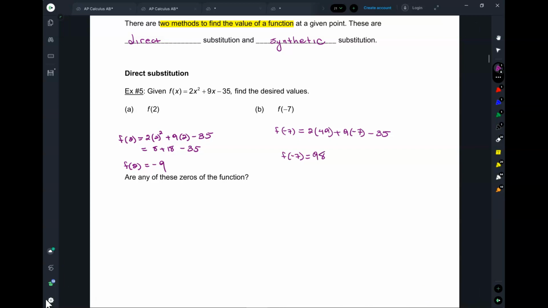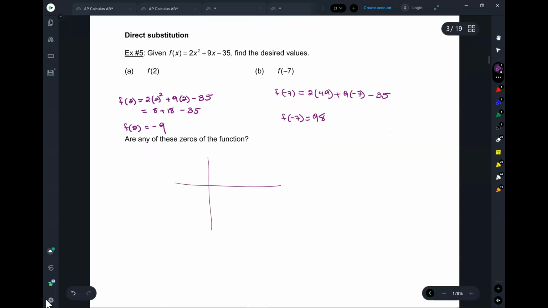Are any of these zeros of the function? Well, what were zeros? Zeros are where y equals 0, so none of those are zeros. So it says f of 2 is negative 9. F of negative 7 is 0. So now, are any of these zeros? 98, no. No, it's 0. So what is this telling you?